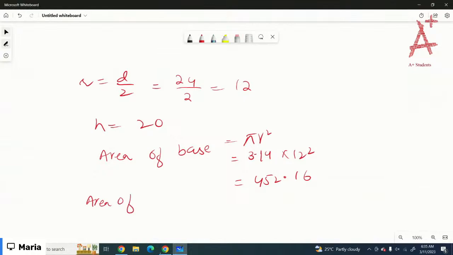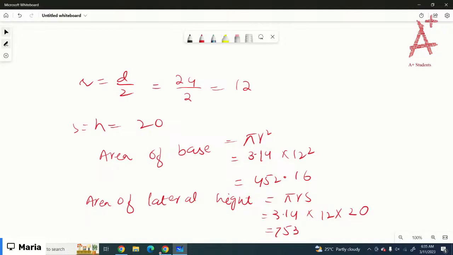Area of lateral height, that would be pi r s. 3.14, r is 12 and s is 20. H or s, that is the same height. Okay, let's calculate the value. 3.14 times 12 times 20 is 753.6.